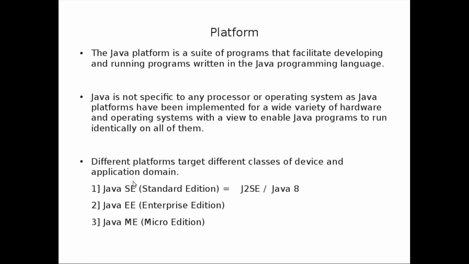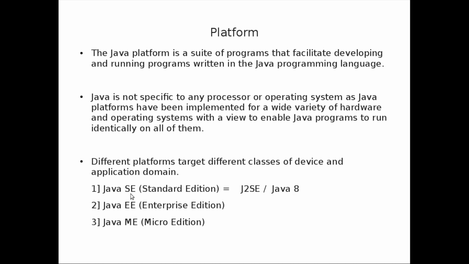So let me tell you one by one. The first is Java SE. It is Java Standard Edition. The current version of Java is Java 2, that's why the short form is J2SE, Java 2 Standard Edition, which is mostly used to develop desktop-based applications. And the current version of the JDK, or Java, available in the market is 8. So I have written here Java 8.